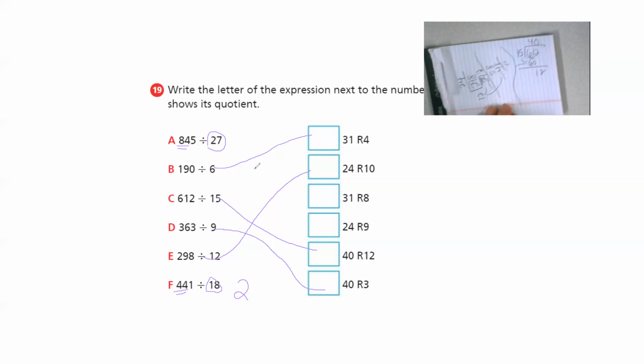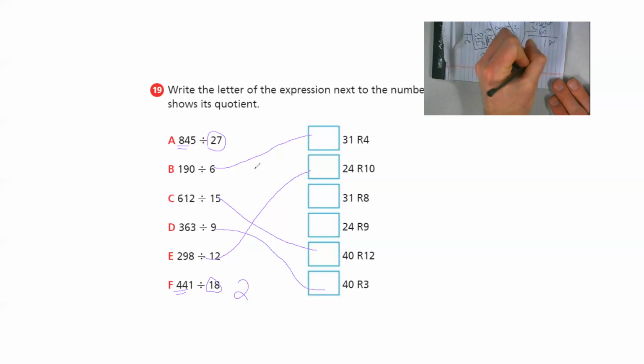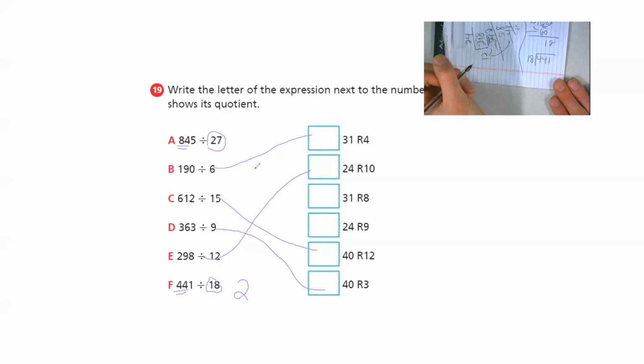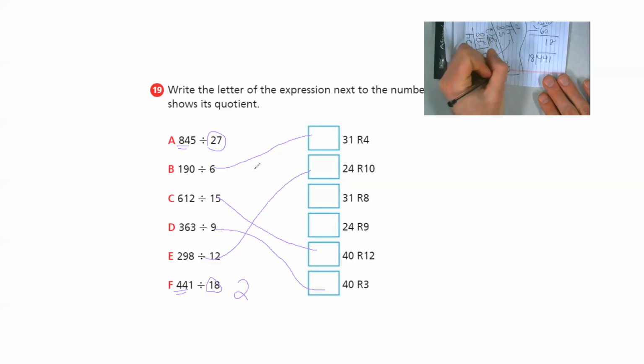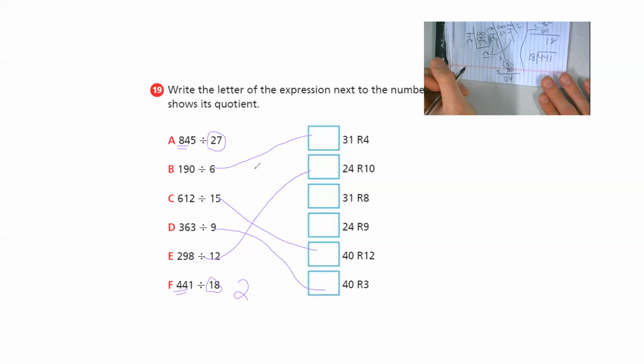All right, now I have to actually do it. 441 divided by 18. Oh, why did I think it was twice? Well, what's 18 times 3? 8, 16, 24. Oh, it is 2. I messed up somewhere. We just got to figure out where.